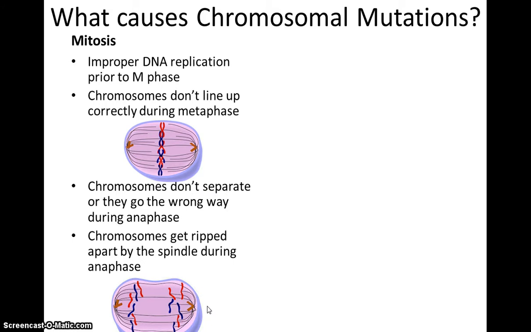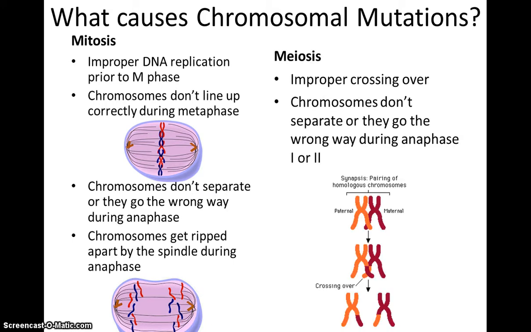A lot of the chromosomal mutations that we think about, though, are going to occur during meiosis, and this is because the ones that occur during meiosis are the only ones that are going to make it into offspring. So just like we saw with gene mutations, that is going to be true as well for chromosomal. So meiosis is going to be the main driving factor for passing on genetic disorders.